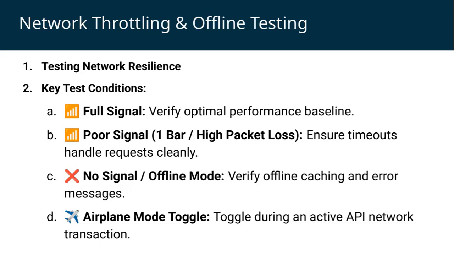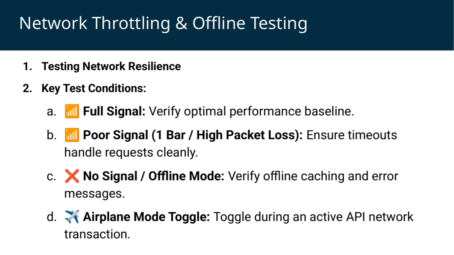Let's talk about testing network resilience, a crucial step to make sure our app performs well no matter the connection. We start with a full signal to confirm everything runs smoothly under ideal conditions. Then, we simulate poor signal, like 1 bar or high packet loss, to see if the app handles timeouts gracefully. Next, we test no signal or offline mode, checking offline caching and error messages. Finally, toggling airplane mode mid-transaction helps us catch any edge cases.